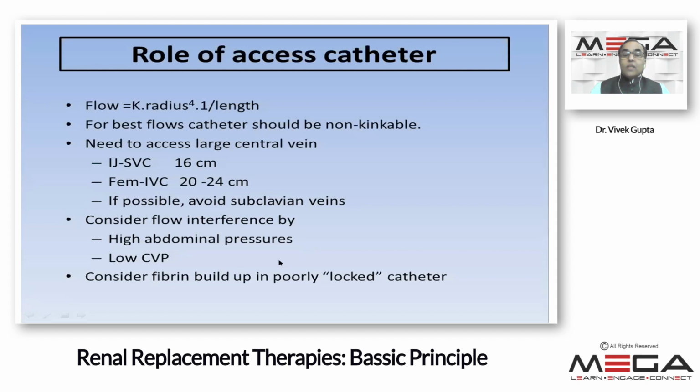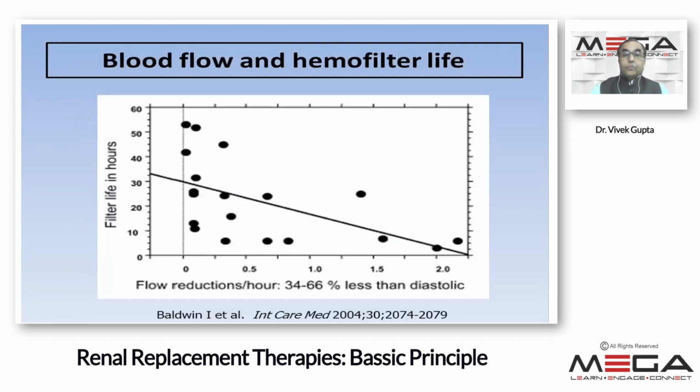Whenever you are choosing a site, you should remember that if there is a high abdominal pressure, it is going to affect the femoral flow. And if the patient is on a ventilator and he's fighting with the ventilator, that is going to affect it if your cannula is placed in the internal jugular vein. You can see in this study that blood flow gradually decreases, and this decrease of the blood flow leads to stasis, and ultimately this reduces the filter life. So you have to be very careful about the access.